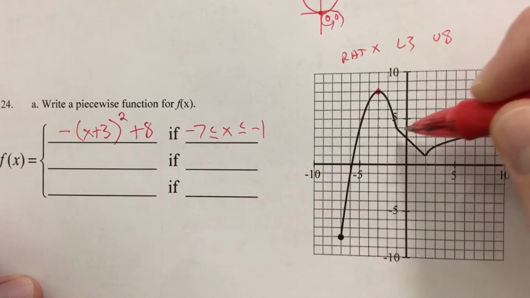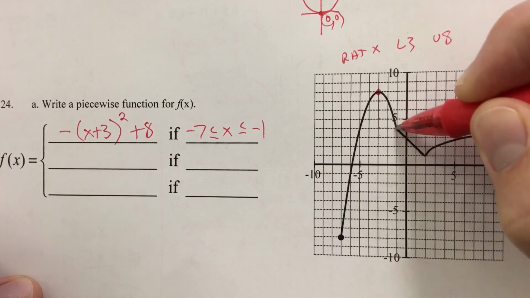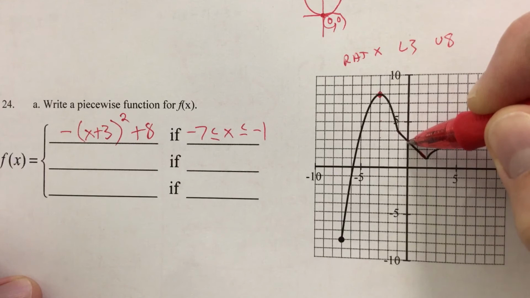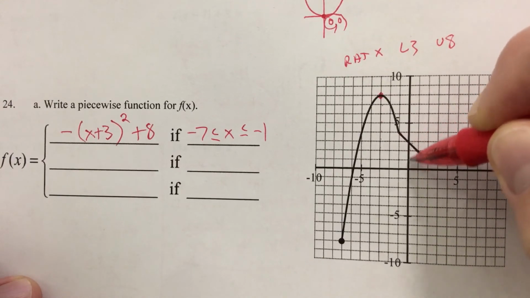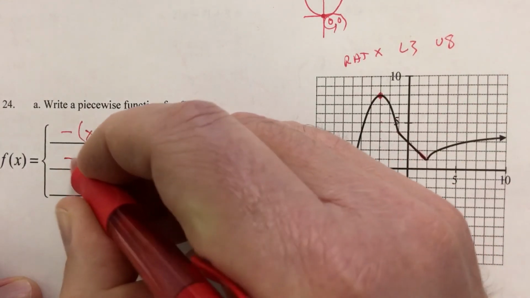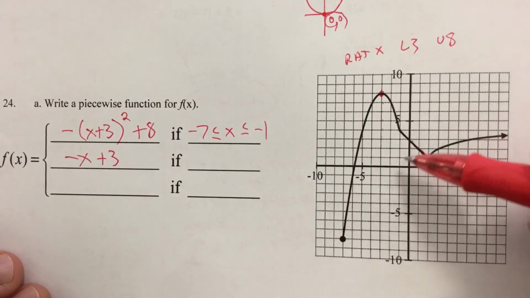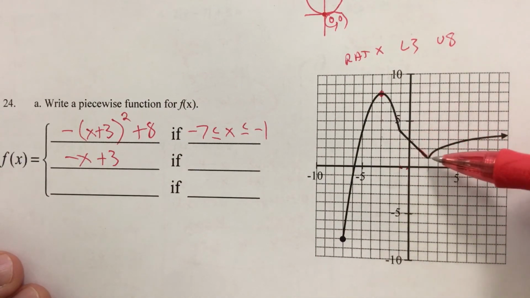Okay, the next equation, or the next piece of this, is a line. So that's just y equals mx plus b. Looks like a slope of -1 and a y-intercept of 3. So -x plus 3. That's between an x value of -1 and 2.